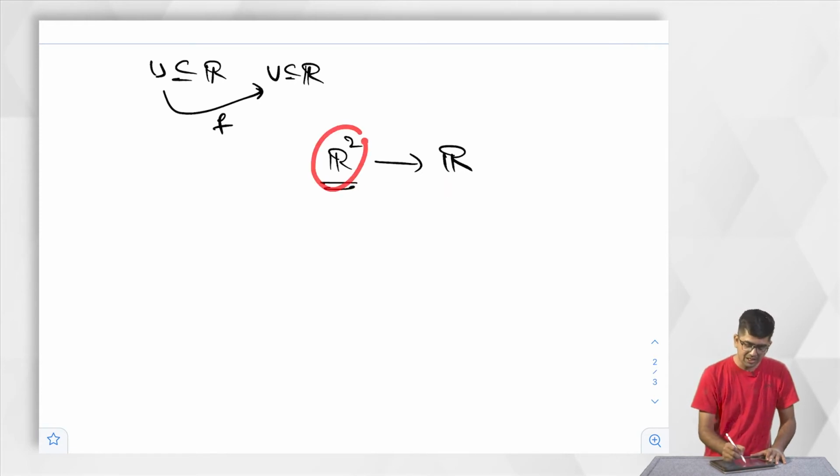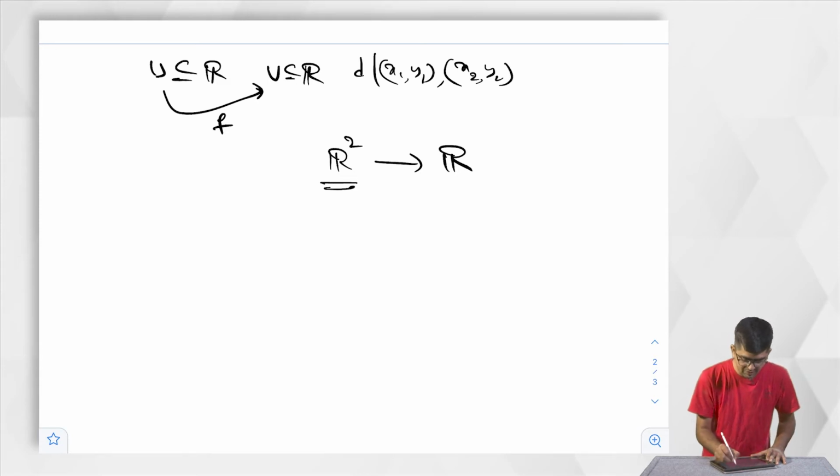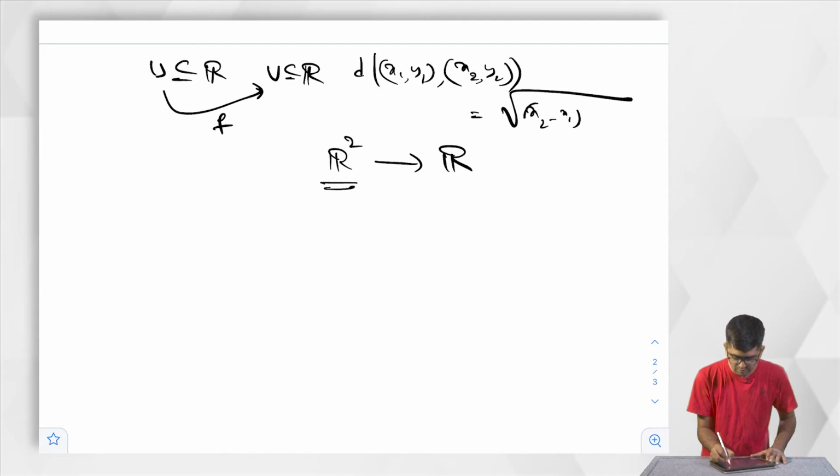What is a metric in R2? I mentioned in the last session, I am saying again. Given two elements (x1, y1) and (x2, y2), what is the distance between them? D of this is equal to the square root of (x2 minus x1) whole square plus (y2 minus y1) whole square.